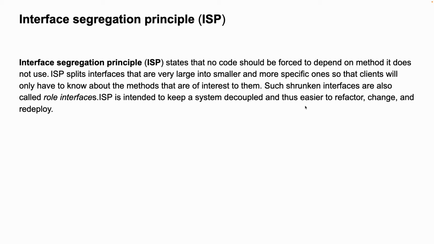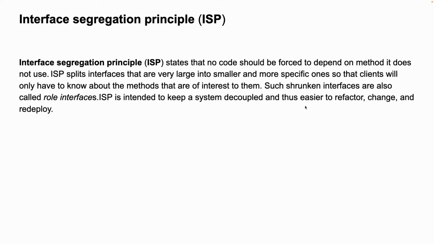Let us look into the fourth SOLID principle, which is the Interface Segregation Principle, or the ISP. The ISP states that no code should be forced to depend on methods it doesn't use, which basically means that if you have an interface with 10 methods, and you are implementing that interface in a class A, and class A doesn't require all of those methods inside that interface, but you are forced to override all of them, that is breaking the rule of interface segregation.